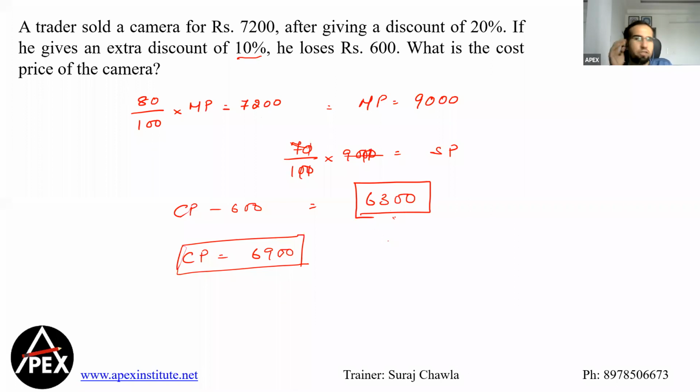Because the question is not saying successive discount. The question says if I'm giving you 10% more discount, which means earlier I gave you 20%, now I'm giving you 10% extra, so the total is 30%. So 30% discount means the 70% multiplying factor. Multiplying factor into mark price is equal to selling price. So his selling price is 6,300 and then he lost 600 rupees. So therefore the cost price is 6,900 rupees. Any doubts here, guys?